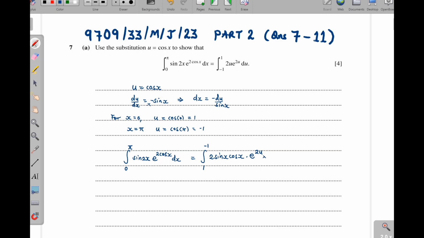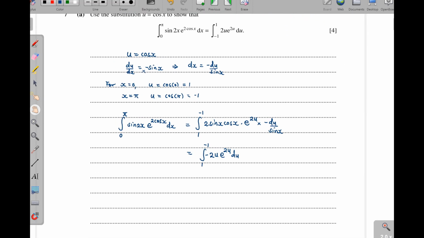And then dx is negative du out of sine x. Now this sine x, we can see that it cancels with this one, not so? And then our cosine of x will be this u here. So meaning, I'm going to write the integral from 1 to negative 1, then 2u e to the power of 2u, and I will put a negative here, du.